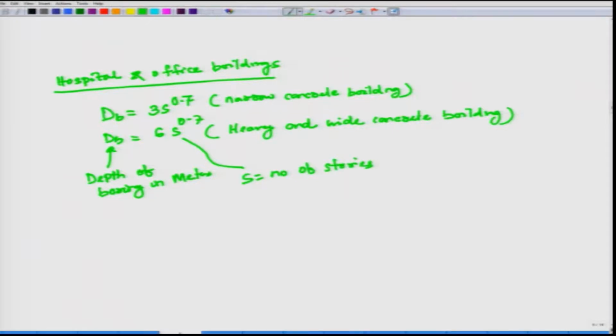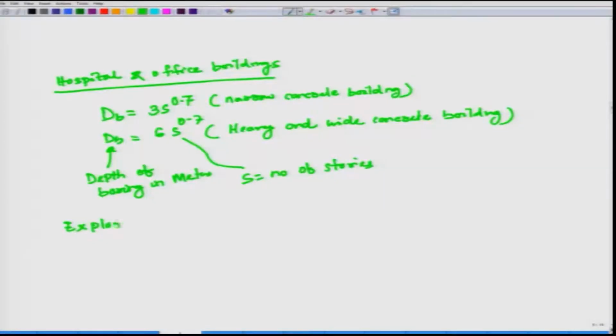So, these are thumb rules. Generally the expenditure on your subsoil explorations should not exceed 0.1 to 0.5% of the total cost of the structure. So, be careful while choosing your depth of the boring.